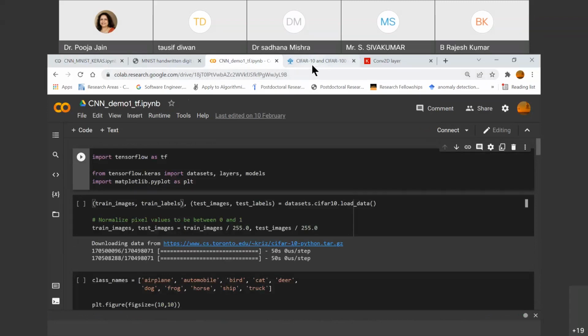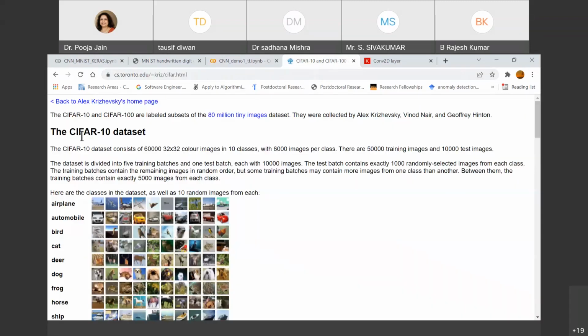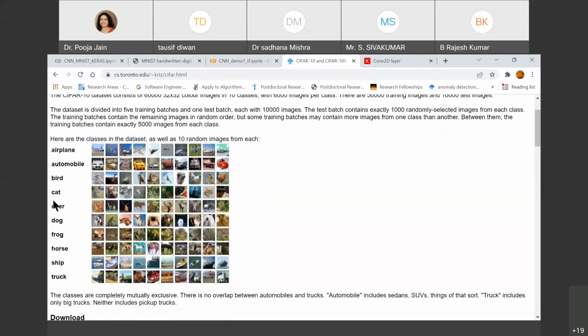See here, this is one more dataset. It is also a very famous dataset, the CIFAR-10 dataset. Here 60,000 images are there, but they are colored images. The size of one image is 32 cross 32 cross 3, categorized into 10 categories. These categories are there: airplane, automobile, bird, cat.